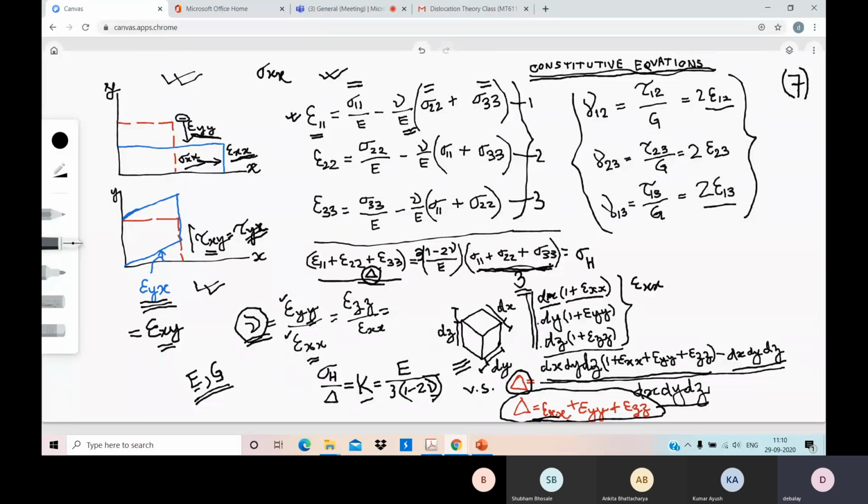Then if the volume remains constant under plastic deformation, what factor has to be 0? This factor has to be 0. So (1 minus 2 nu) by E must be 0.